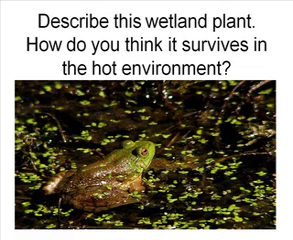Let's take a look once again at wetland plants. Besides the lily, another common floating leaf plant is duckweed. Duckweed has very small floating leaves and fine roots which dangle beneath the water. It often forms a bright green carpet across broad areas of the wetlands. It is easily pushed around by wind or waves, but it is important as a home for many insects and as food for ducks. Describe this wetland plant. How do you think it survives in a hot environment?